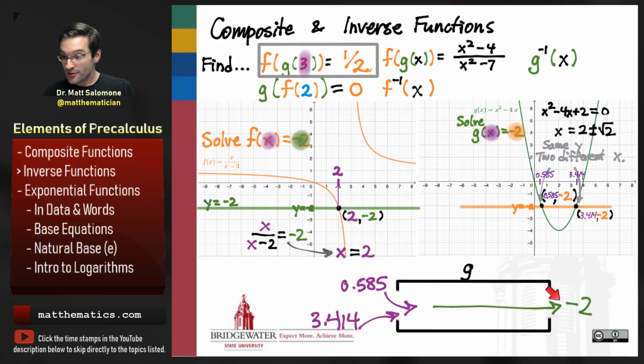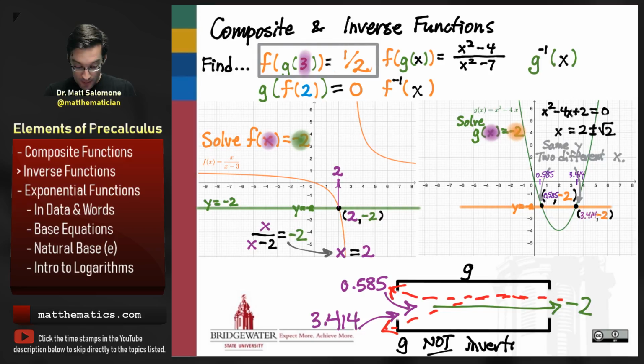So even though g is a function, and so there's one output for every input, we cannot go backwards, because if we were to go backwards, my input of -2 would give me two different outputs, and that's something that a function cannot do. So g is not an invertible function. Because if there were a way to run this machine backwards, a single input would give me two different outputs, and that is something that a function by definition cannot do.